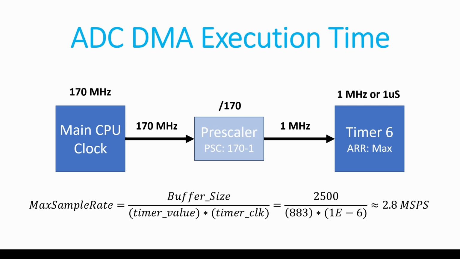Now that the time required to capture 2,500 samples has been measured, the sampling rate can be calculated. Using the formula on screen, we can see that the ADC was sampling at roughly 2.8 megasamples per second, nearly 15 times the speed of software polling, with, however, the advantage of no processor usage.